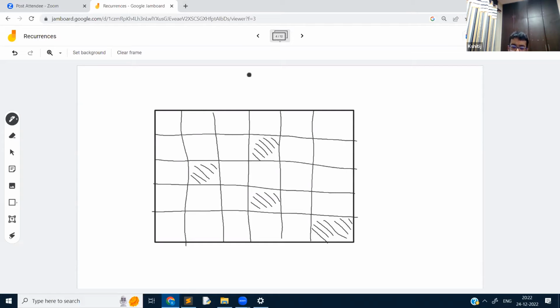And now you have to find the number of ways to go from the bottom left cell, this one, to the top right cell. It is guaranteed that these two cells are good cells. Now you have to find the number of paths, and notice that in a path you can only go up or right. So you can't go up, then down and left, and you can only visit good cells. So we have to find the number of paths from bottom left to top right. Now the way to do this is using recurrences.